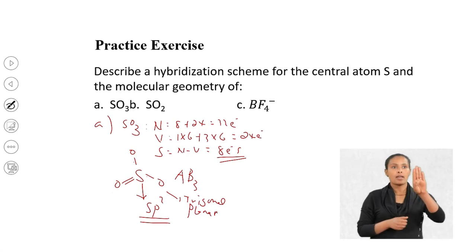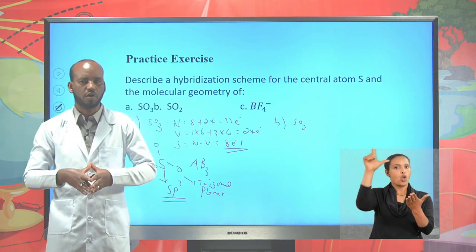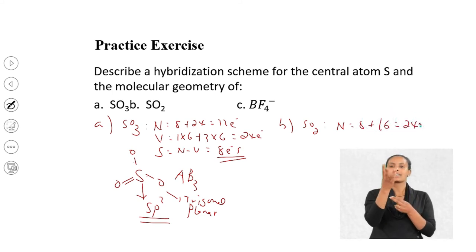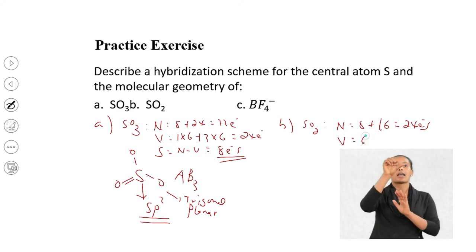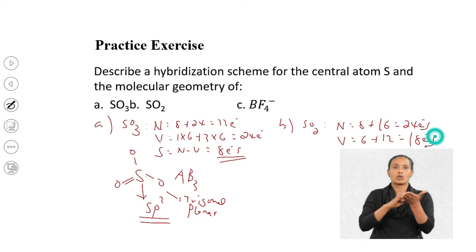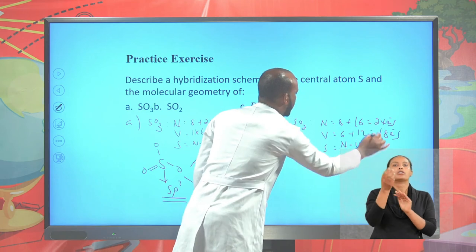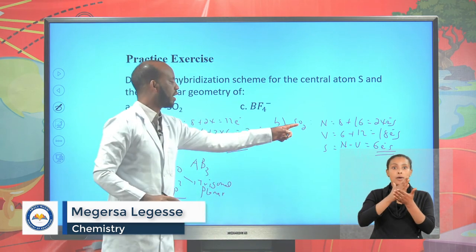B, sulfur dioxide. Your first step is to draw the Lewis structure of the molecule. Now, total number of octet electrons, N, equals 1 times 8 is 8, plus 2 times 8 is 16, equals 24 electrons. Valence electrons, V, for sulfur is 6, plus for oxygen, 6 times 2, 12 electrons, a total of 18 electrons. Shared electrons are obtained by subtracting V from N, 24 minus 18 is 6 electrons.